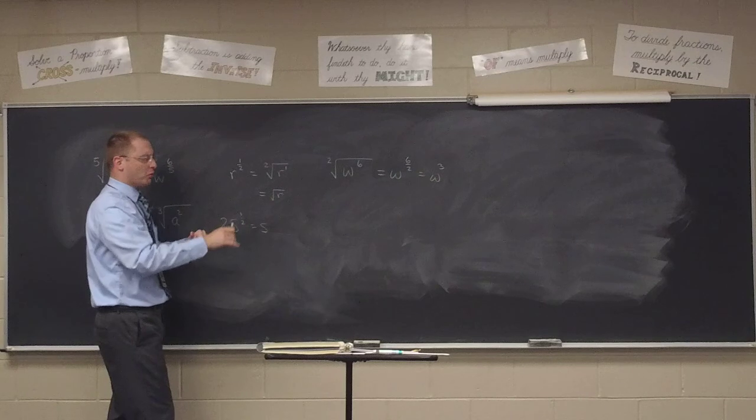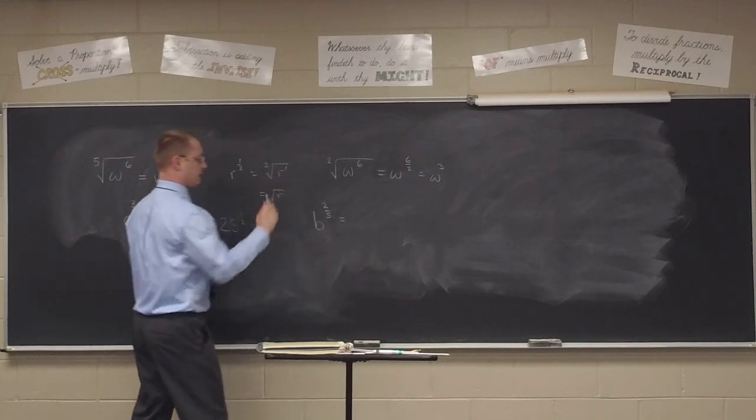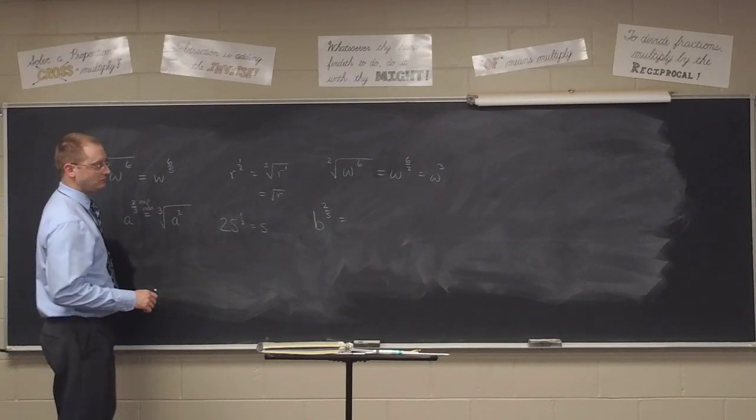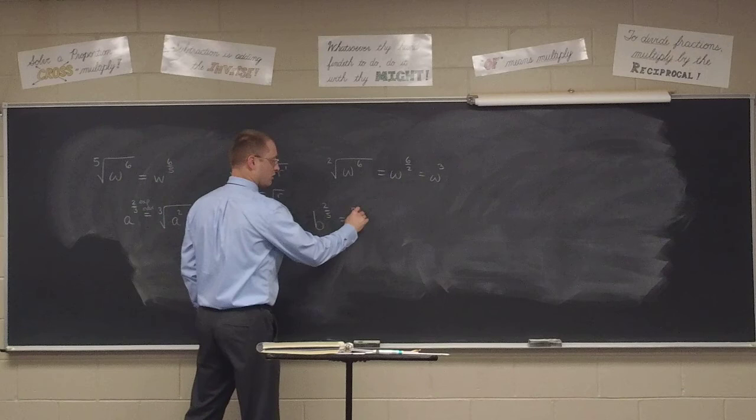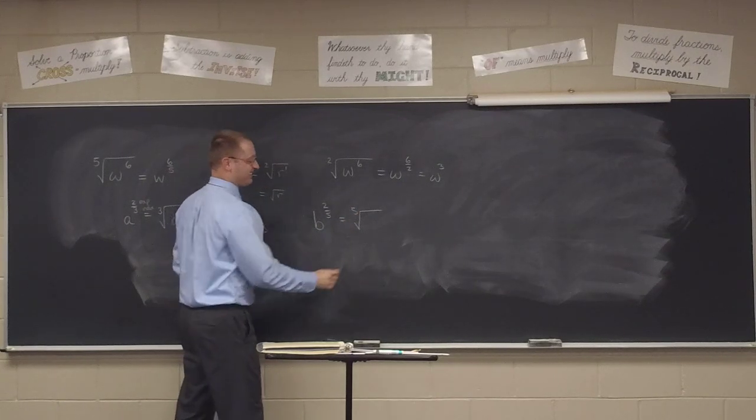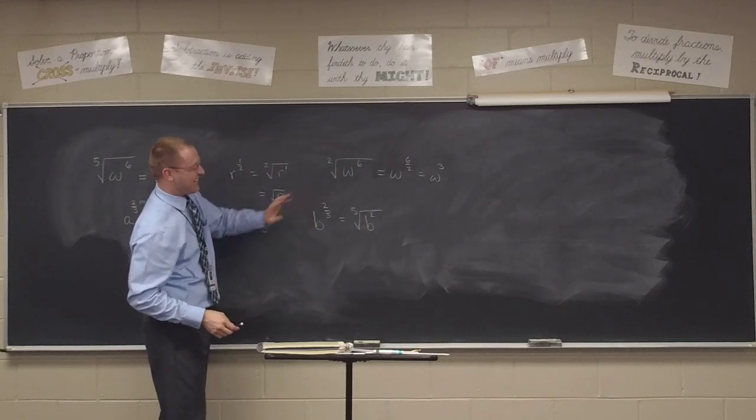That's something we'll go into more in later years. What if I had b to the 2/5 power? B to the 2/5 power, what would that be as a radical? The fifth root of b squared. Or the fifth root of b squared. There we go. All right.